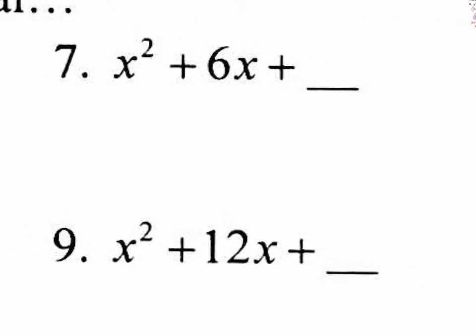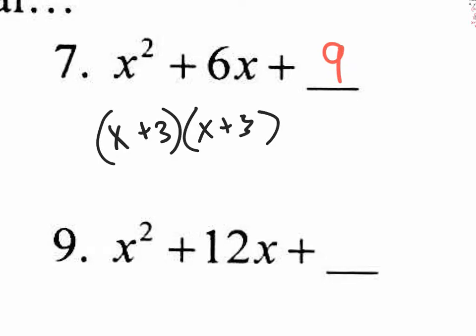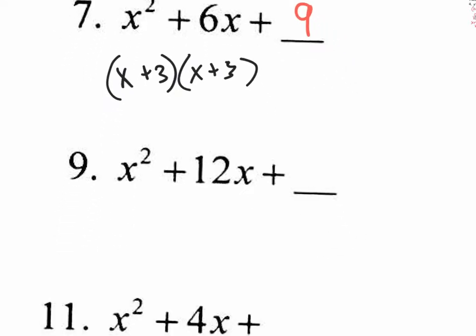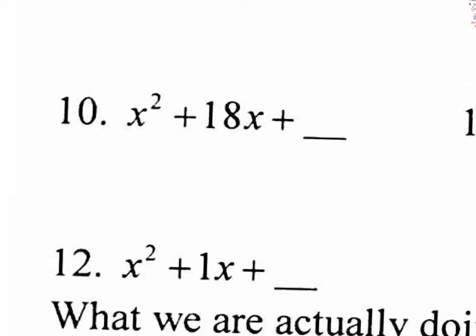I'm going out of order. 9. Wait, only one person, or does everybody know? 9. Now again, the goal is to think what perfect square number would work right here that when I factor it, I get that binomial with that same value, which would be plus 3 and plus 3, right? So it looks like you guys understand it. How about number 9? What would this one be? 36. Okay. How about number 10 right here?